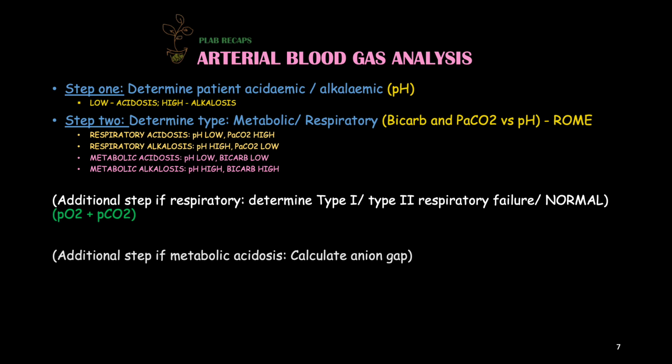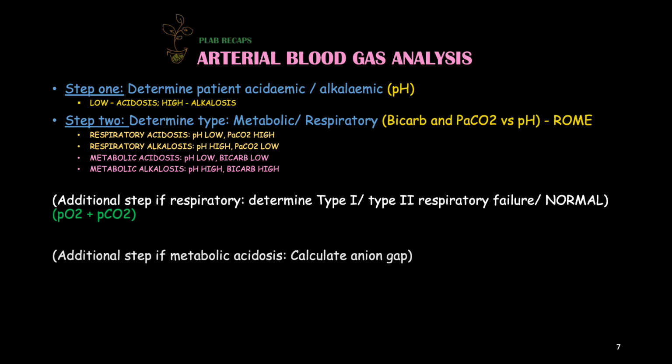If a metabolic acidosis is identified on the ABG, then the additional step is to calculate the anion gap to work out if the metabolic acidosis is due to increased acid production or ingestion versus a decreased acid excretion or loss of bicarbonate. You can calculate the anion gap if you would like. However, I will not be focusing on this as of now because it is not mostly asked in the exam.